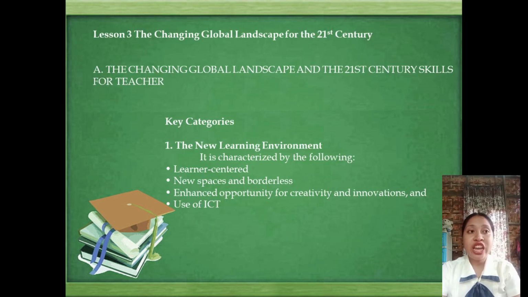Lesson 3. The changing global landscape for the 21st century. First, we have the changing global landscape and the 21st century skills for teachers. So the developments in 21st century education fall into the following key categories. First, we have the new learning environment, and it is characterized by the following: learner-centered, new spaces and borderless, enhanced opportunity for creativity and innovations, and the last one is use of ICT.